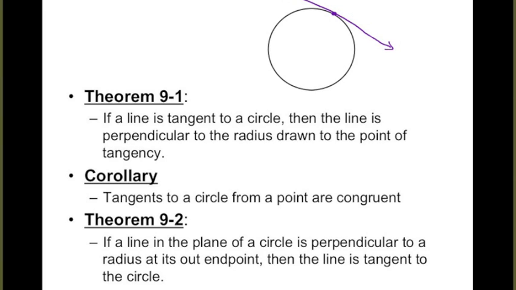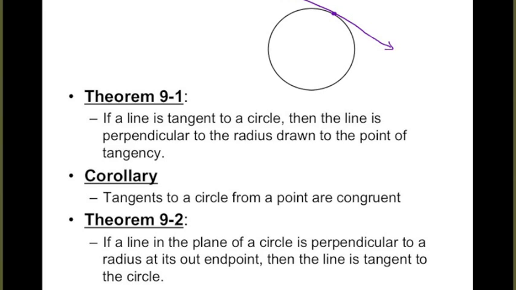Then the line is perpendicular. What does perpendicular mean? Meets at 90 degrees to the radius. What's a radius? Half the diameter, or the distance from the center to the side. Drawn to the point of tangency. What's the point of tangency? Where it meets the circle, the point that I have marked as a dot, the point where the tangent meets the circle.